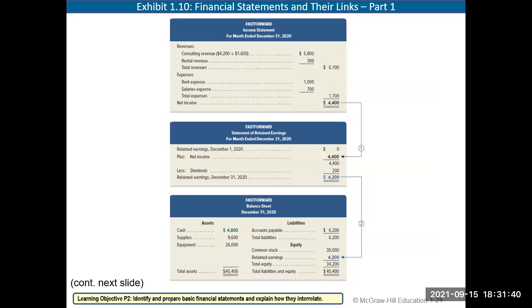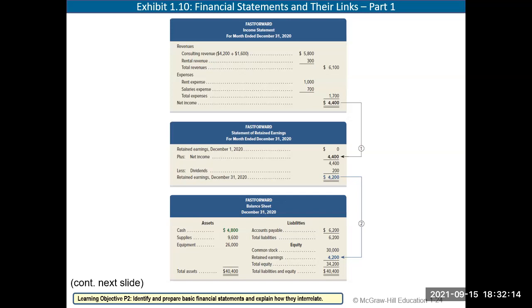So here's our income statement at the very top. You can see that there's revenues, that's money that the business has earned, expenses, costs that the business has incurred, and that revenue minus expense is going to be our net income. The second one is our statement of retained earnings. Because it was a brand new business, we can see it had retained earnings of 0 to start. We add in the net income, subtract out the dividends, and that gives us our retained earnings at the end of the period. And then the bottom one there is our balance sheet.